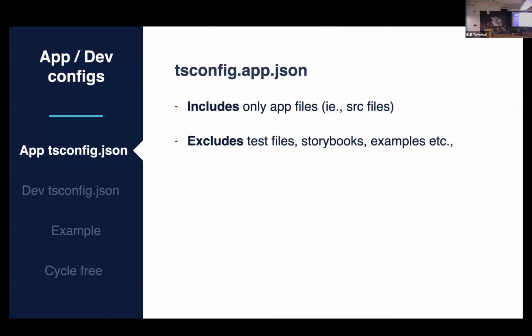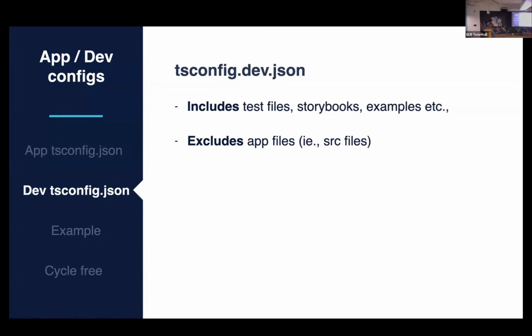So I'll tell you what an app tsconfig is. This app tsconfig will include only your app files. And it includes any of your dev dependency, right? Like test files, storybooks, examples. Dev tsconfig, that's the opposite. It includes only the test files, storybooks, and examples, but it excludes all the app files. So app files here is all your actual source code, which will get landed in the browser.